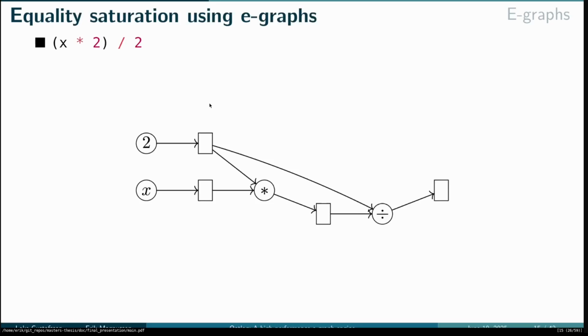So this is an egraph where x times 2 divided by 2 is the program, same as we saw previously. We have drawn it slightly differently. Instead of circles sitting within boxes, we have circles pointing to boxes, and some box could have multiple circles pointing into it. That's just a way to make the drawing more scalable. Okay, so this is the program we saw previously. But now we do strength reduction, right?